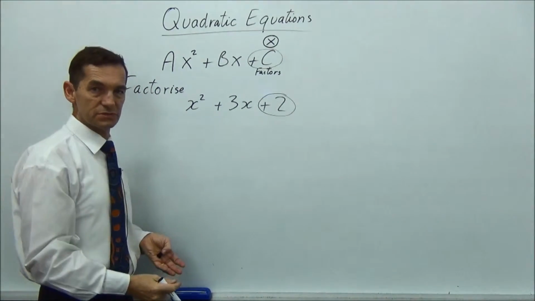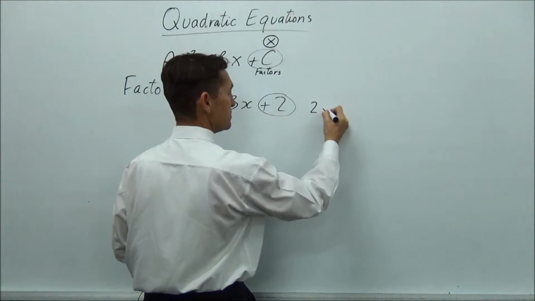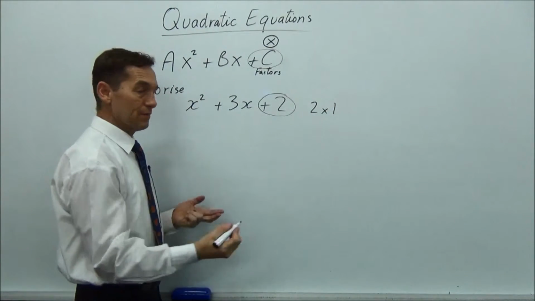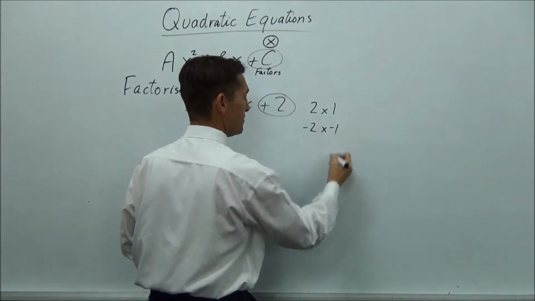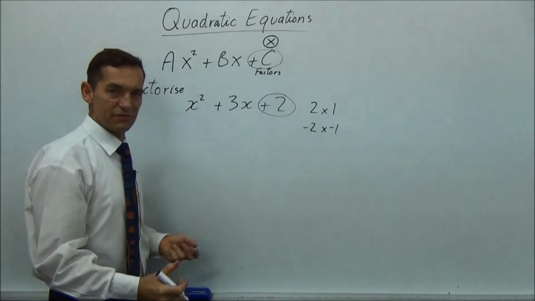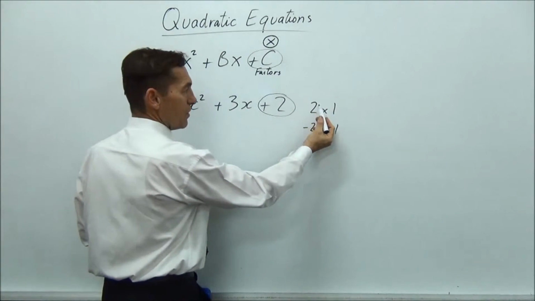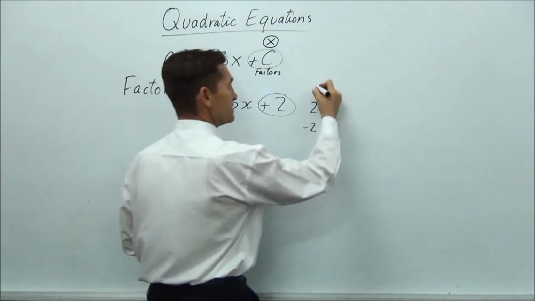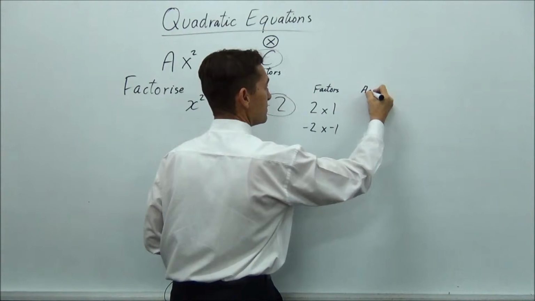So how can we get plus 2? Well, pretty much 2 ways. We can say it equals 2 multiplied by 1. We can also say it equals minus 2 multiplied by minus 1. And there are no other factors we can think of that are whole numbers. So you then look at them and then you add them together. So these are the factors, and then we want to add them.